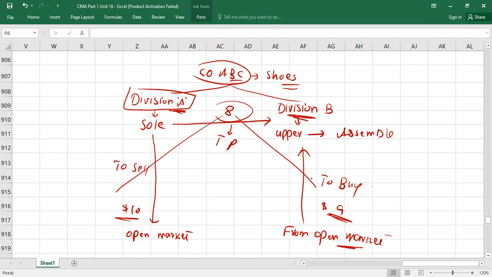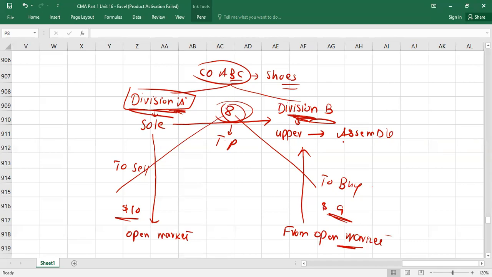Actually, this is the problem in transfer pricing. When you set a price at which the supplying division can sell the items to the buying division within the same organization, it can create an issue. The issue is performance. For example, if you set the price at $8, division A's performance will be worse because their profit will reduce by $2. Division B's performance will be better because their profit is increased by $1. Right or wrong? So that is why the performance of the divisions will be affected. Maybe if you look at the overall performance of the business, it will not affect the overall performance of the business.